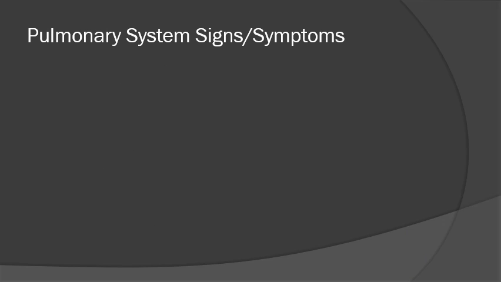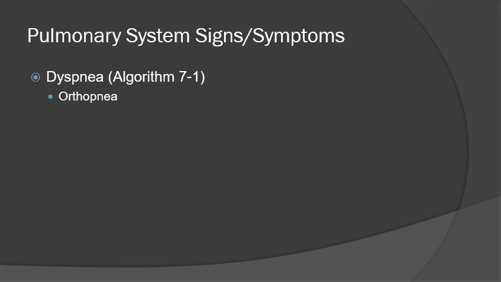So pulmonary signs and symptoms. Some of our key signs and symptoms that we're going to be looking at related to the pulmonary system. Dyspnea. Okay, and there's an algorithm for dyspnea, which is essentially shortness of breath. So take a look at that in 7.1. Dyspnea is breathlessness or shortness of breath.